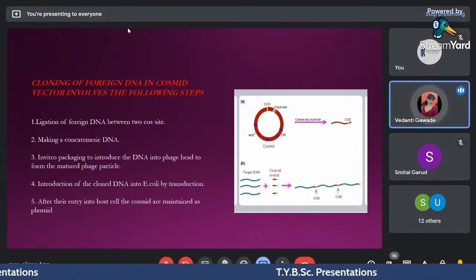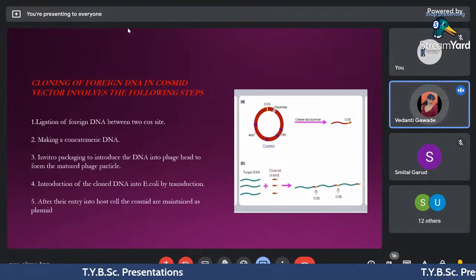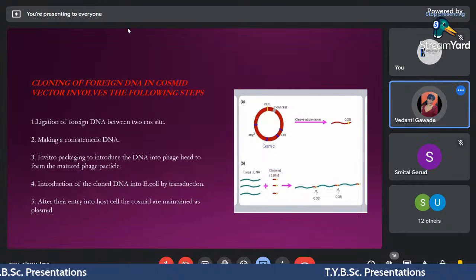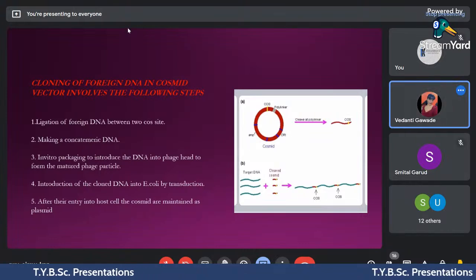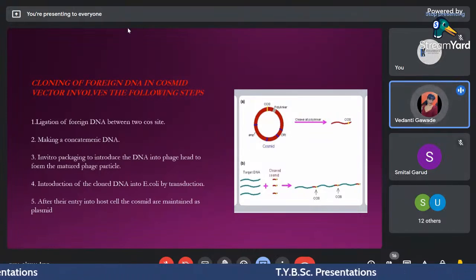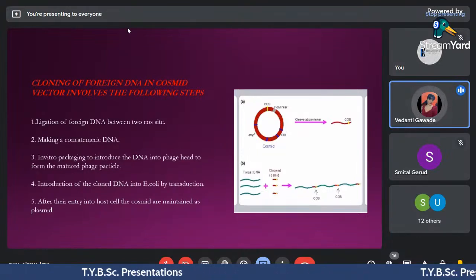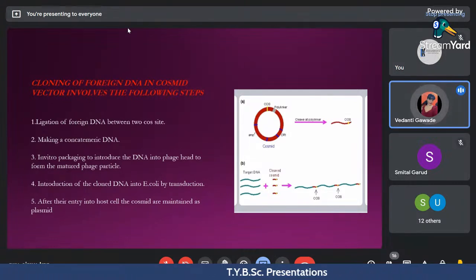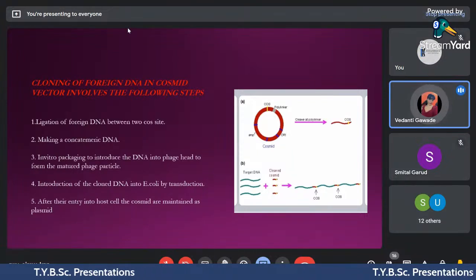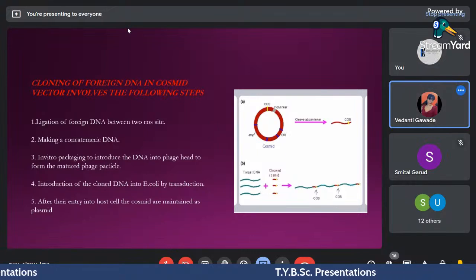Then cloning of foreign DNA in a cosmid vector involves the following steps. First, ligation of foreign DNA between two cos sites, making a concatemeric DNA. Then in vitro packaging to introduce the DNA into the phage head to form the mature phage particle. Then introduction of the cloned DNA into E. coli by transduction. After their entry into a host cell, the cosmids are maintained as plasmids.